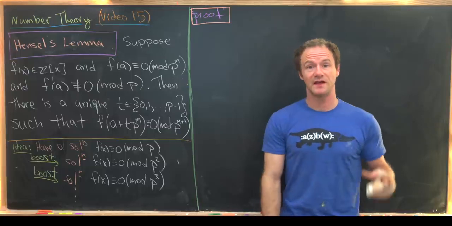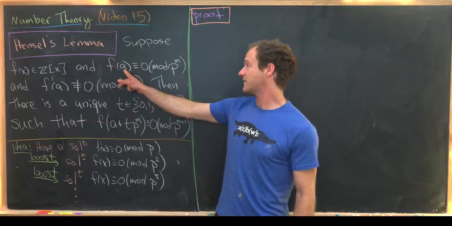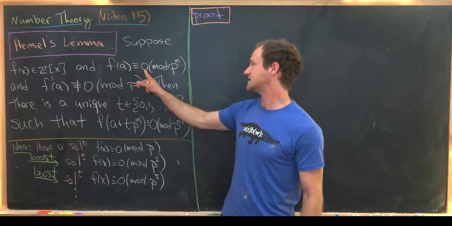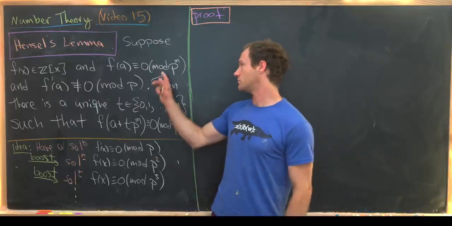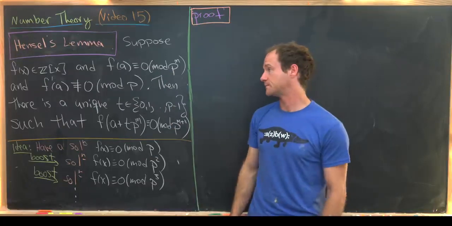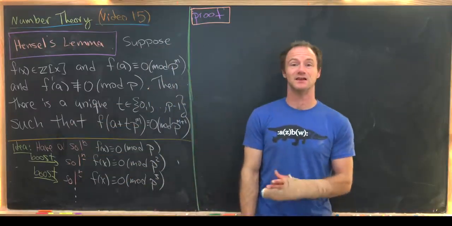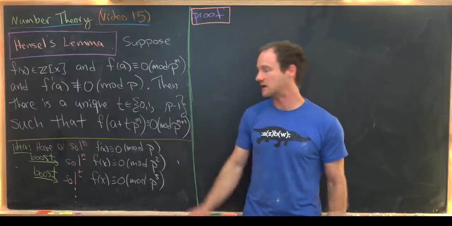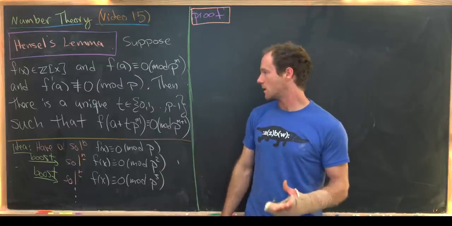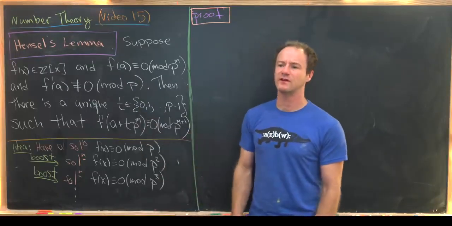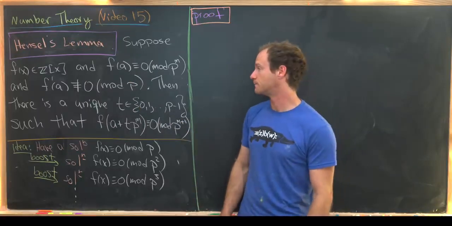Let's suppose that f of x is a polynomial with integer coefficients, and f evaluated at a is congruent to 0 mod p to the m. So in other words, we have a root modulo p to the m already. Furthermore, we need to assume that f prime of a is not congruent to 0 mod p. Notice that's p to the first power, just the base power of p. Okay, then you might say, well, what do we mean by the derivative?